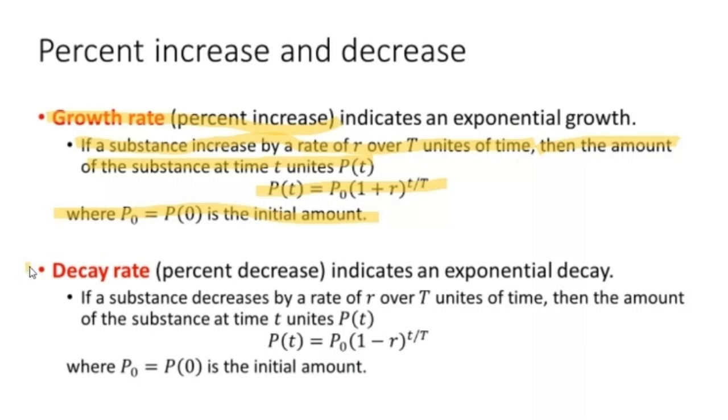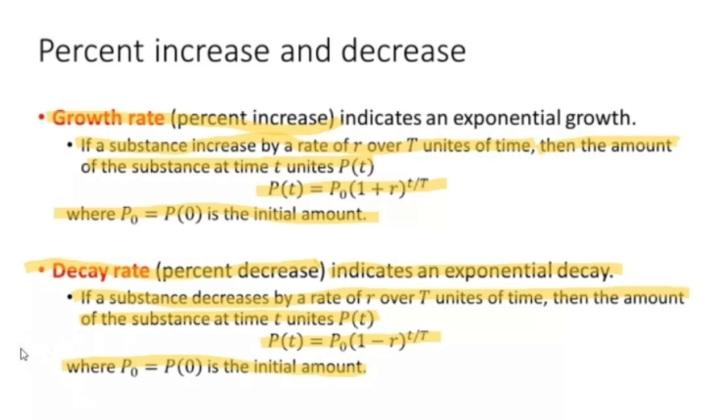Along the same lines, we may be told that our substance decreases by a certain percentage. We will refer to that as a decay rate, and this would indicate an exponential decay. If a substance decays by a rate of r over T units of time, then the amount of the substance at time t units, which we're going to denote P of t, would be P of t equals P sub 0 times 1 minus r raised to the t over T, where P sub 0 is the initial amount.